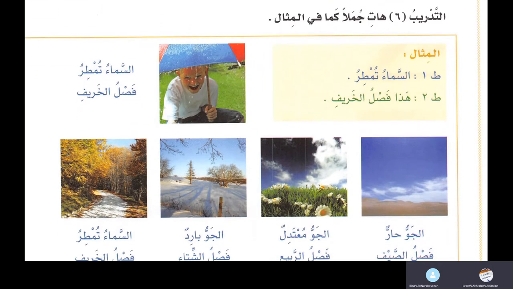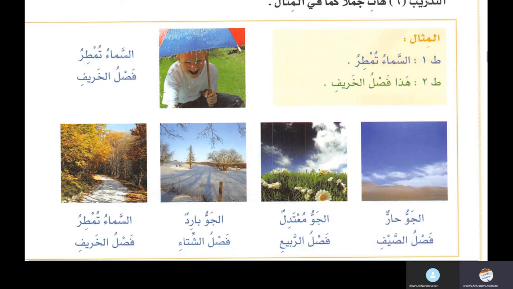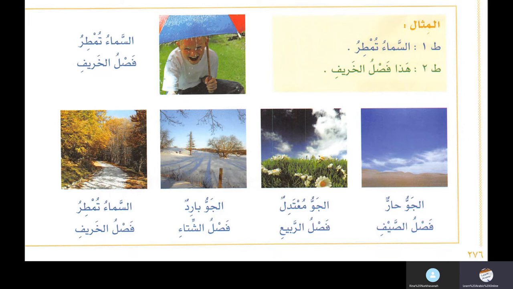The sixth exercise: bring sentences like the one in the example. Example: Student one: The sky is raining. It is raining. Student two: This is the autumn season. Read the example.